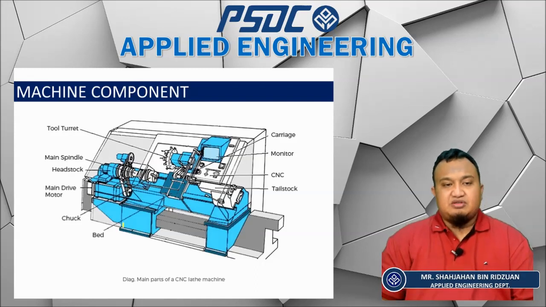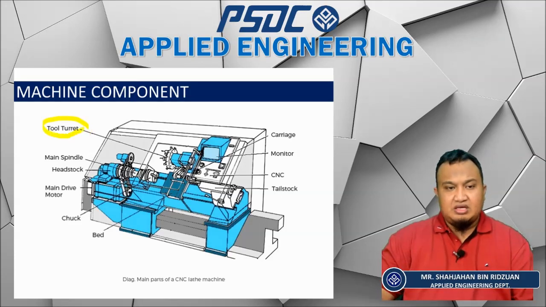And these are the machine components of a CNC lathe. You can see we have two turrets over here, and then the main spindle. We have the headstock, main drive motor, chucks, tailstock, a CNC controller, a monitor, and a carriage.